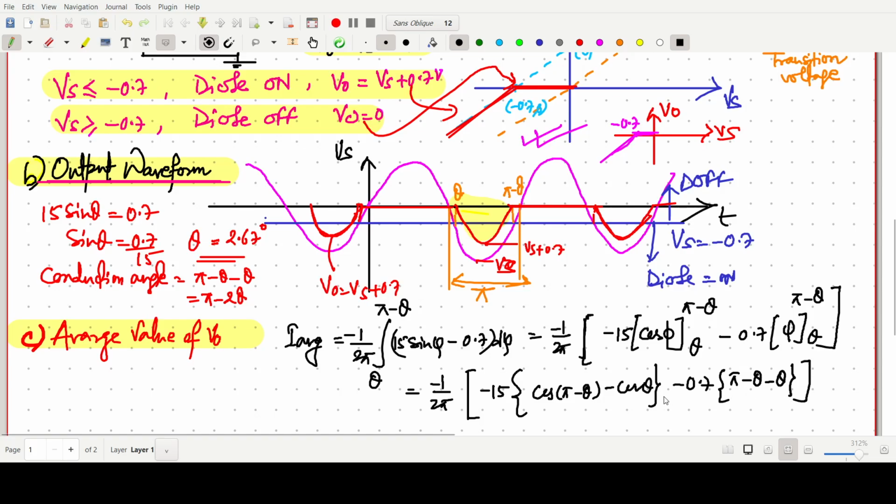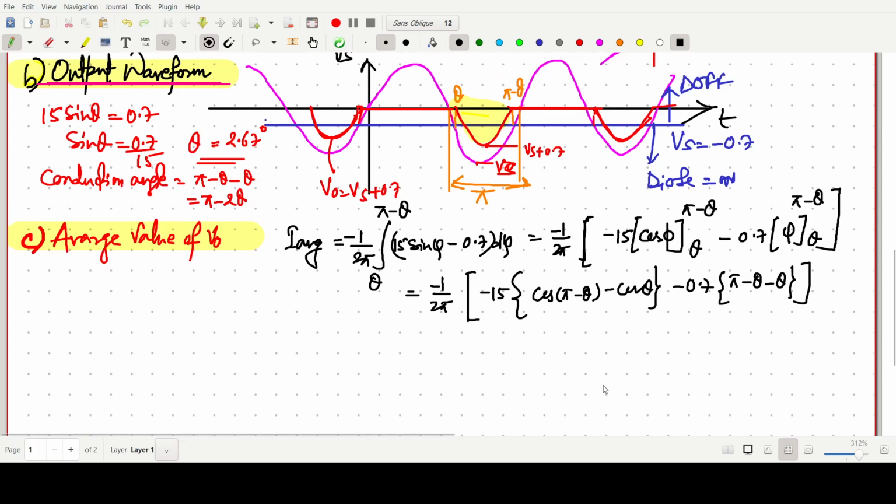I am doing it step by step, meaning how to do the calculation, because it is also important to do the calculation. How to, these are all the average value. So minus 1 by 2 pi, cos pi minus cos theta. So one can write minus 15 into minus cos theta. Okay, once again one more line, minus 0.7 pi minus 2 theta. Is it okay? There is no mistake here, right? Okay, minus 15 minus cos theta, then minus 1 by 2 pi.